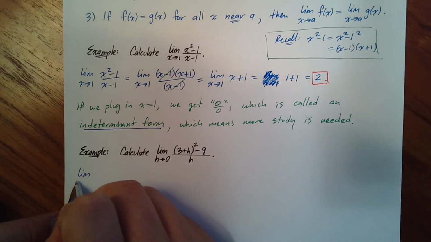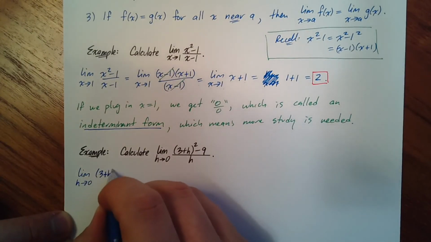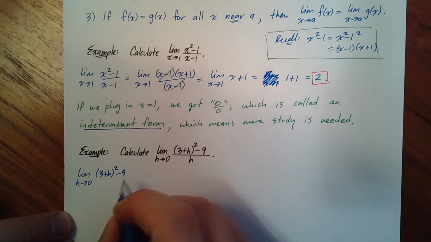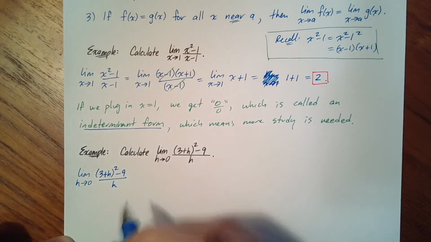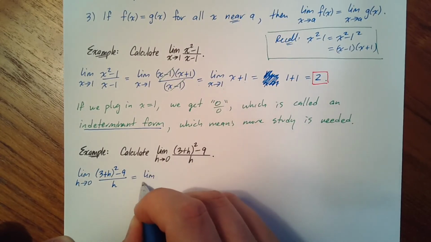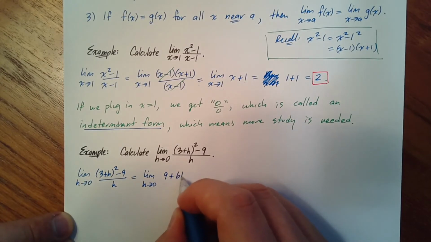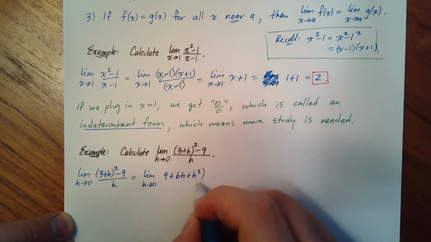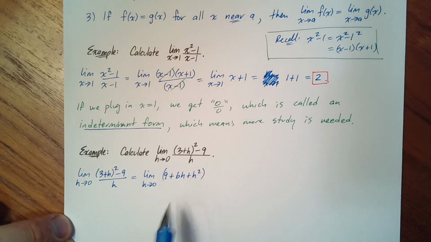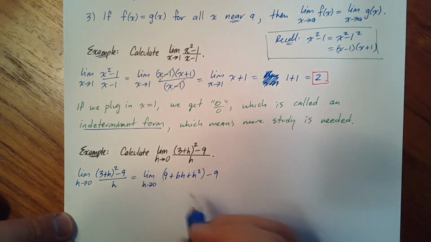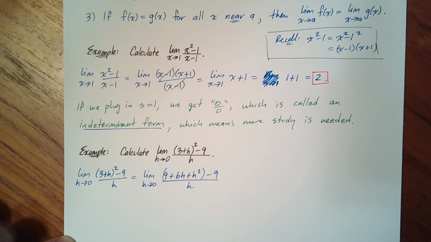We've got the limit as h goes to 0 of, just copying down our problem, (3 plus h) all squared minus 9 all over h. Okay, so let's square the brackets and see what we get. So we get the limit as h goes to 0 of 9 plus 6h plus h squared. That's what you'll get if you FOIL out the brackets. FOIL them out carefully, right? And you'll end up getting this expression. So then we'll subtract 9, and this is all divided by h. Okay? Great. Well, what happened?